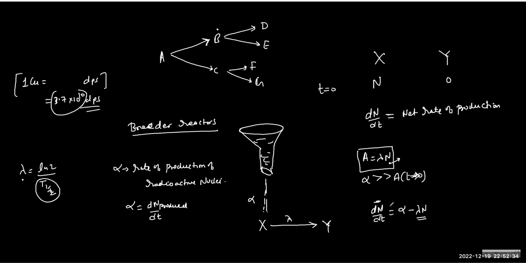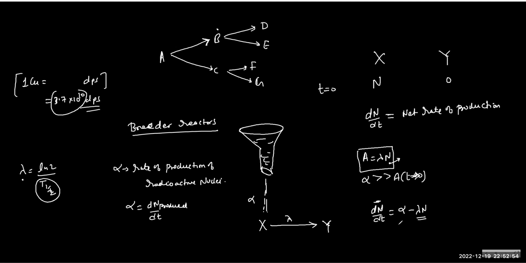How many are getting this idea? What I'm saying? dN by dt, the rate of production. So the net rate of production is how much? I'm producing at alpha rate. I'm losing at lambda N rate. Correct? Yes. So sir, can we write the net rate of production is this much?